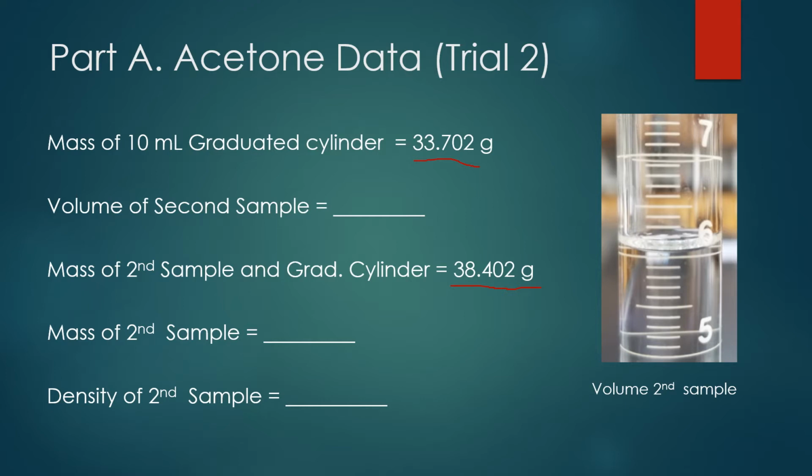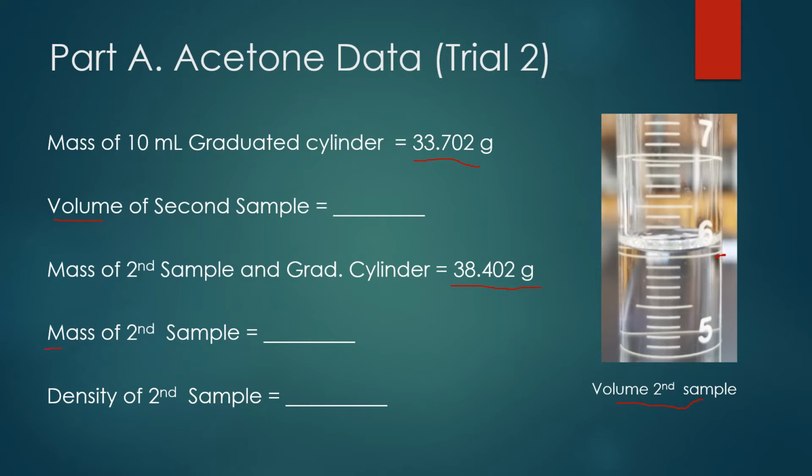You're going to record the volume of the second sample by using the picture to the right. Notice it's above the 6 mil mark, so make sure you are reading the meniscus and that you are recording your volume in milliliters out to 2 decimal places, one further than the device allows.